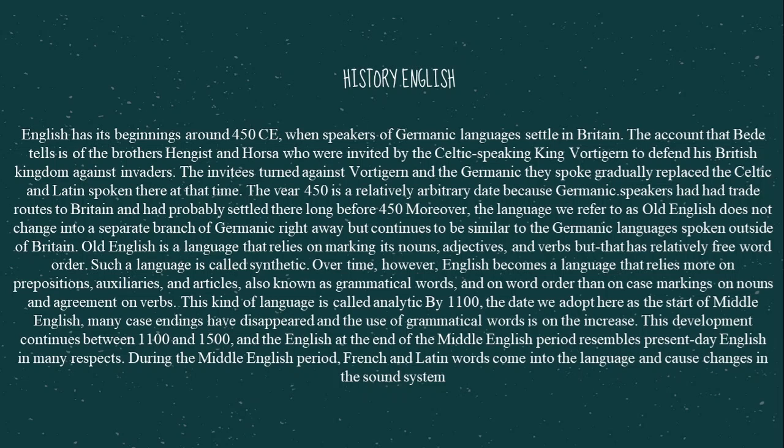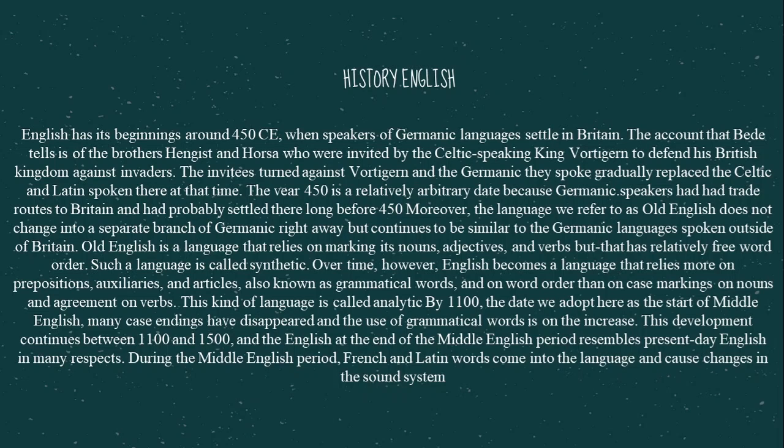History of English. English had its beginnings around the 450s, when speakers of Germanic languages settled in Britain. The account tells of the brothers Hengist and Horsa, who were invited by the Celtic-speaking King Vortigern to defend his British kingdom against invaders. The invaders turned against Vortigern, and the Germanic they spoke gradually replaced the Celtic and Latin spoken there at that time.